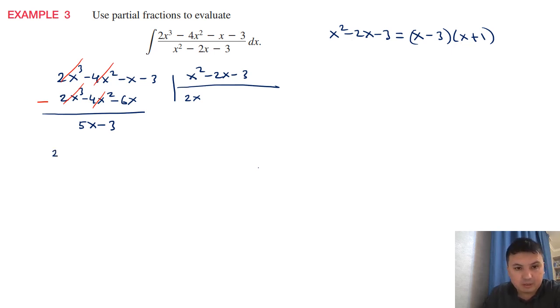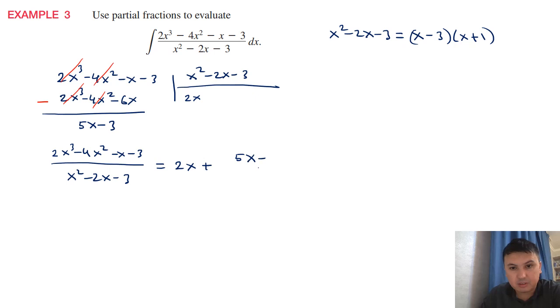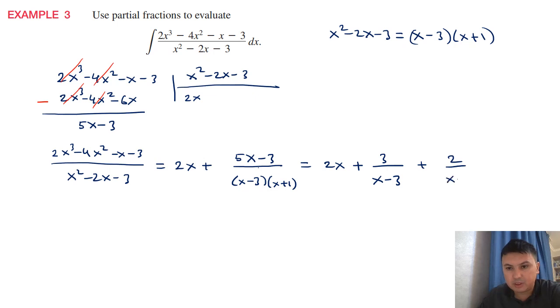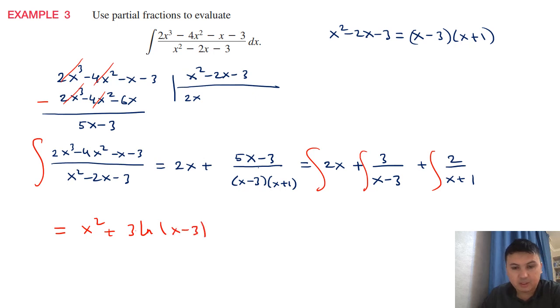Hence, 2x cubed minus 4x squared minus x minus 3 divided by x squared minus 2x minus 3 is equal to 2x plus 5x minus 3 divided by, now I can write it as x minus 3 times x plus 1. I already decomposed this last rational function, and we know that this is 3 over x minus 3 plus 2 over x plus 1. Hence, I can integrate each term on the right separately, so the integral of 2x is x squared, then I get 3 times ln of x minus 3, then I have 2 times ln of x plus 1 plus a constant.